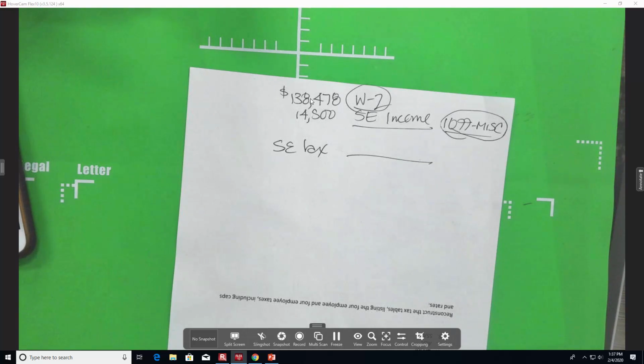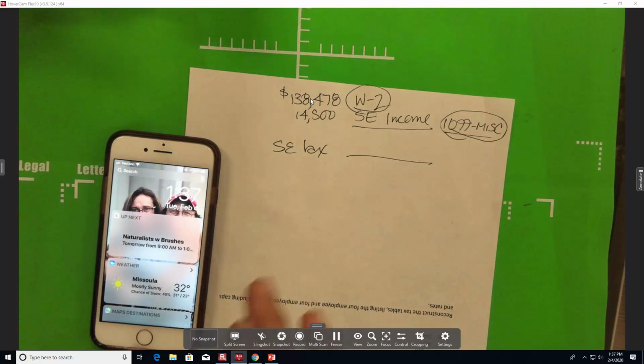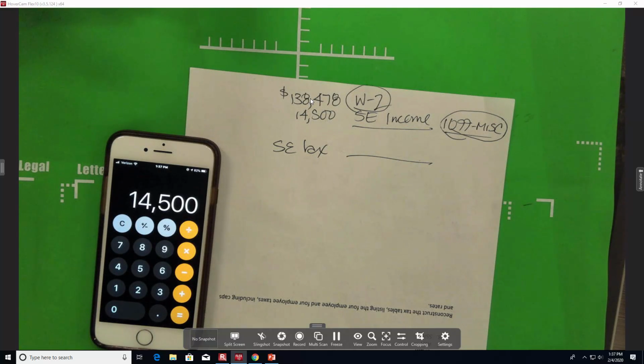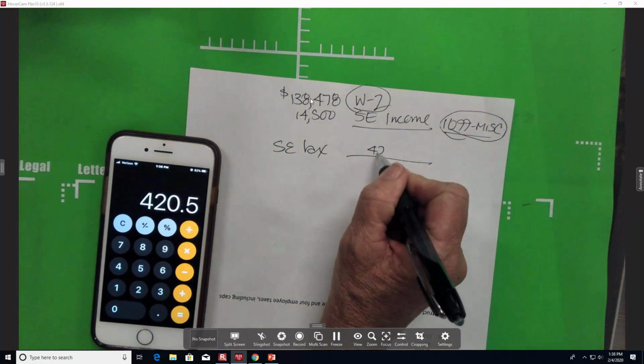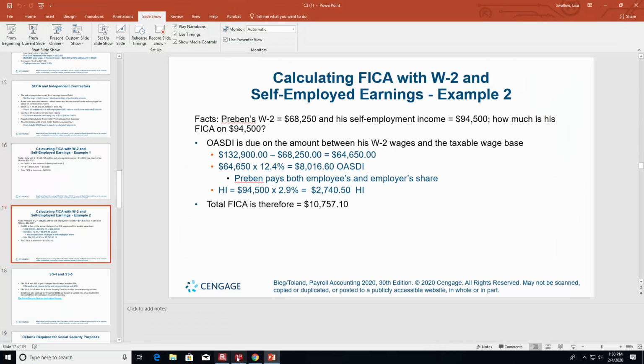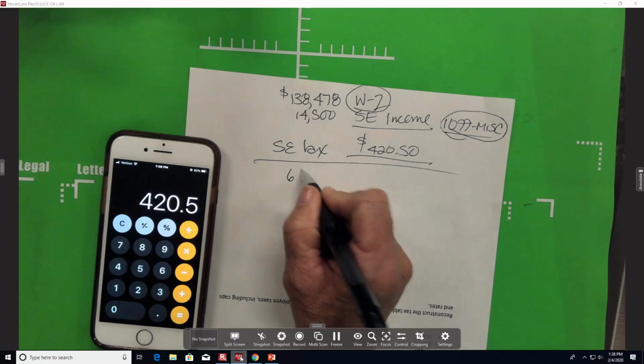Does she need to pay any OASDI? Why not? She's capped at her job. How many shares of HI does she need to pay? 2. 1,405 times what's my percentage I plug in? Sure is. 2.9, right? 1.45 plus 1.45. All right, next example. 68,250, 94.5.